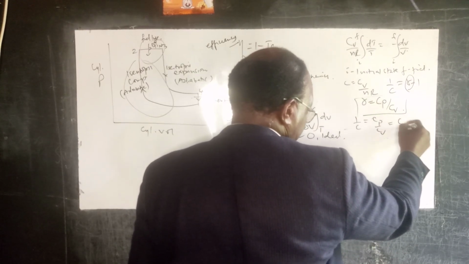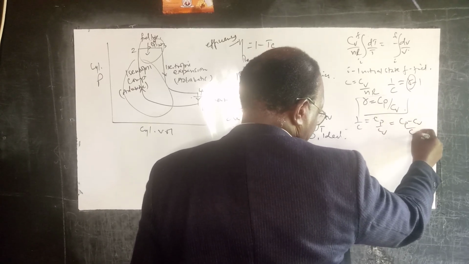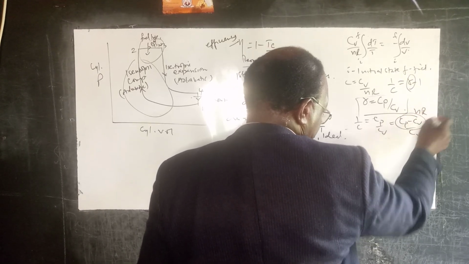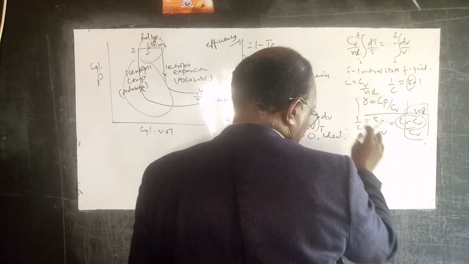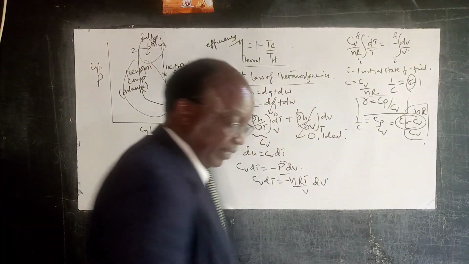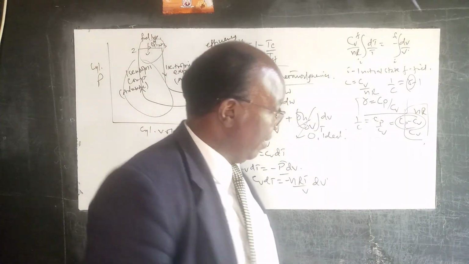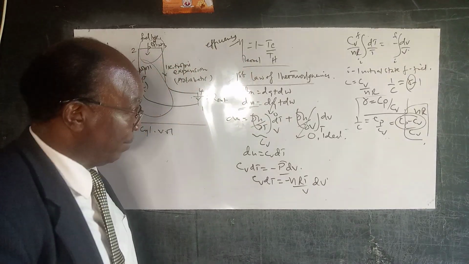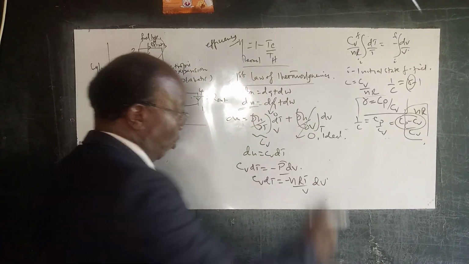You will see that it will be CP minus CV over CV. For an ideal system, that is NR. And so we have NR over CV, which is basically 1 over C. So C is CV over NR. Very, very easy to see that particular expression there. So what quantities do we get?